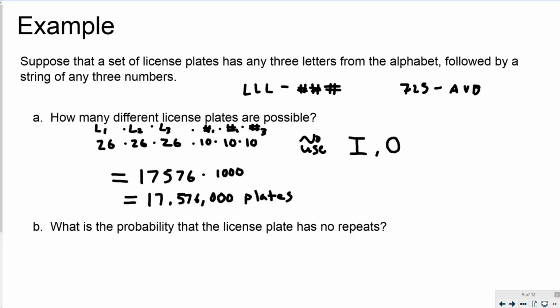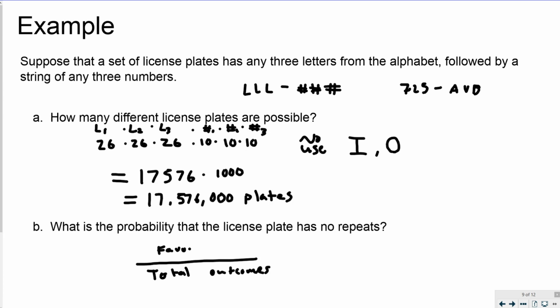So then what is the probability that the license plate has no repeats? So we know that there are, remember, probability is total outcomes on the bottom and the favorable on the top.